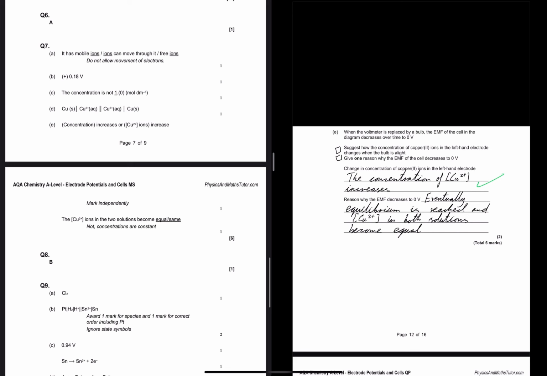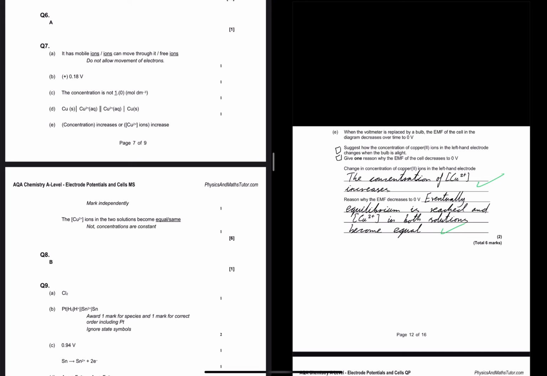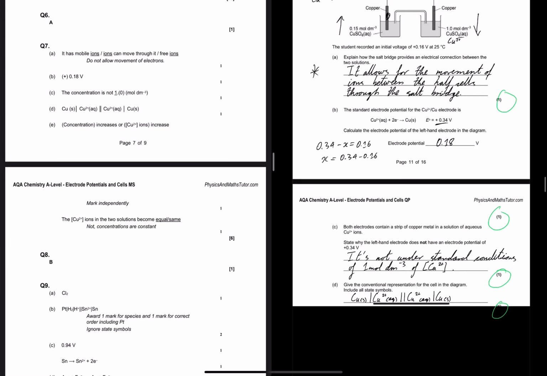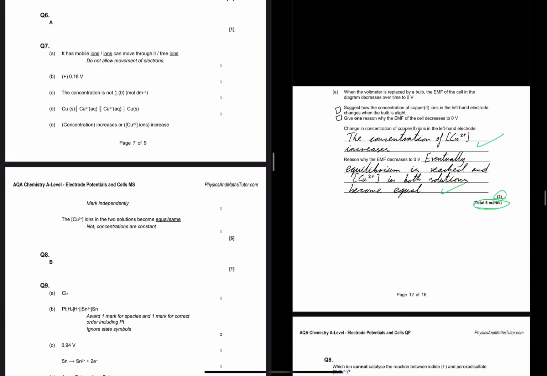The concentration of Co2+ increases. Eventually, equilibrium is reached, and the concentration of Co2+ ions in the two solutions becomes equal. Yeah, that's 6 marks there. Oh, that's technically yes.